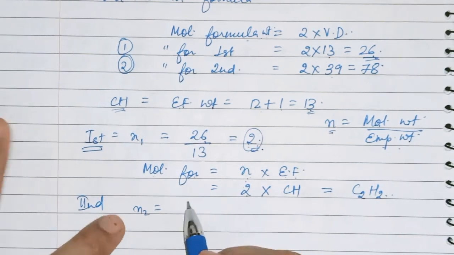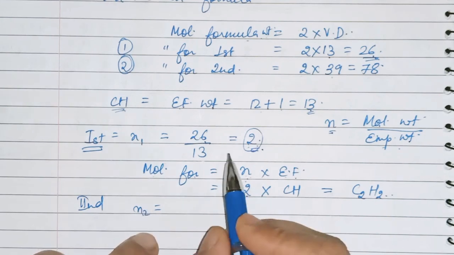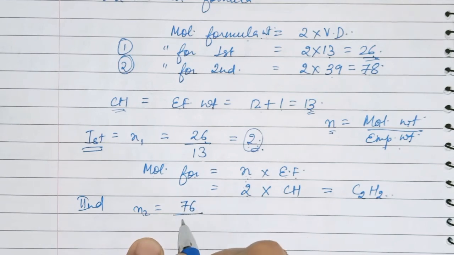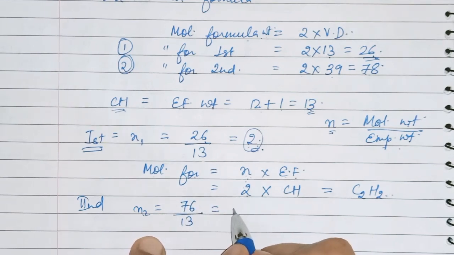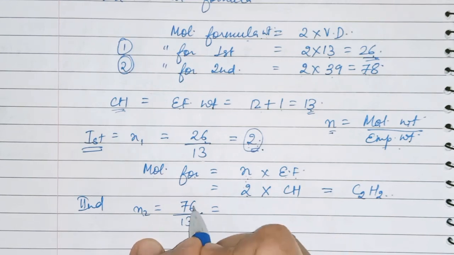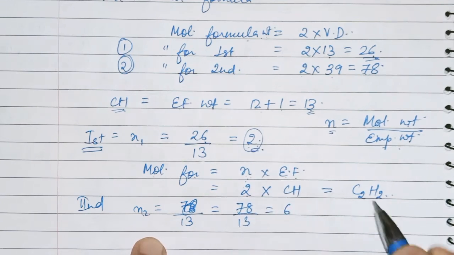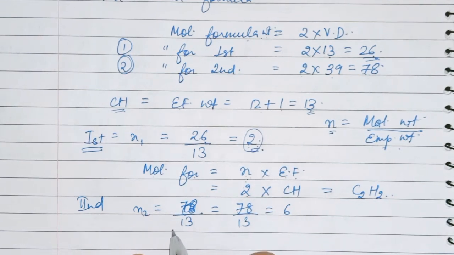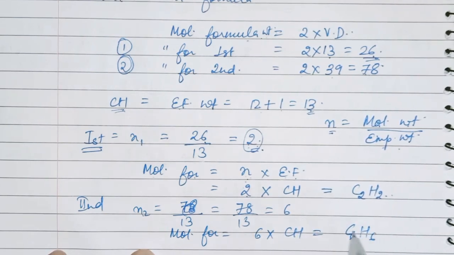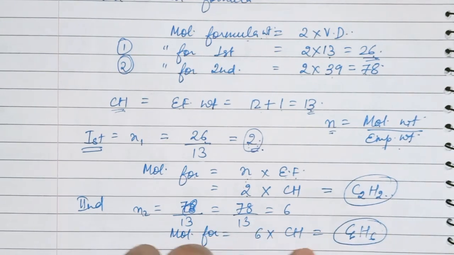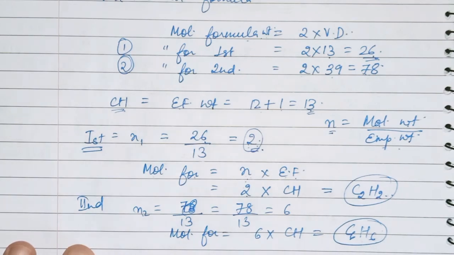Now for the second compound, N is N2, and N2 again is the molecular weight. So here it is 76 upon, again we will write 13. So you will get 78 upon 13, you will get 6. The value of N is 6. So molecular formula is equal to 6 into empirical formula. Now you will get C6H6. So the first compound is ethine and the second is benzene: C2H2, and the second one is C6H6.